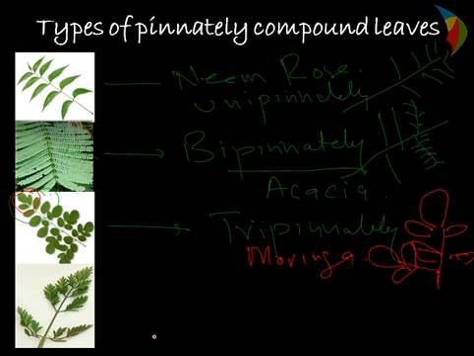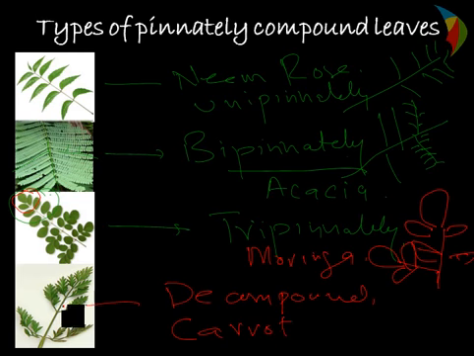The fourth type is decompound leaves. Decompound leaves are mostly found in carrot. Here in the picture you can see there are a lot of small leaves, each having a partition, coming out on both sides of the main midrib. So this forms the decompound leaves.